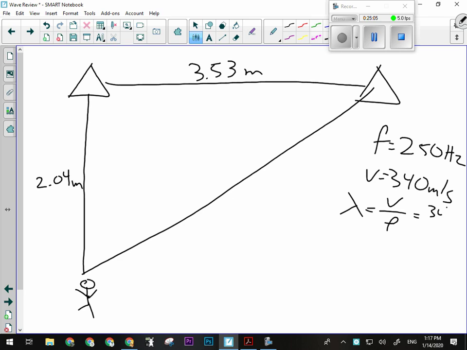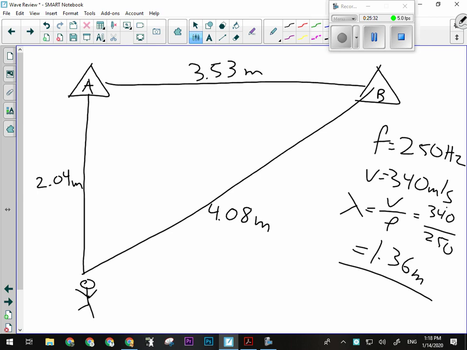That'll be 340 divided by 250. I get a wavelength of 1.36 meters. Now I know the wavelength. The next thing I need to do is determine how many wavelengths there are between speaker A and the observer, and speaker B and the observer. To do that, I need to know how far it is from speaker B to the observer.